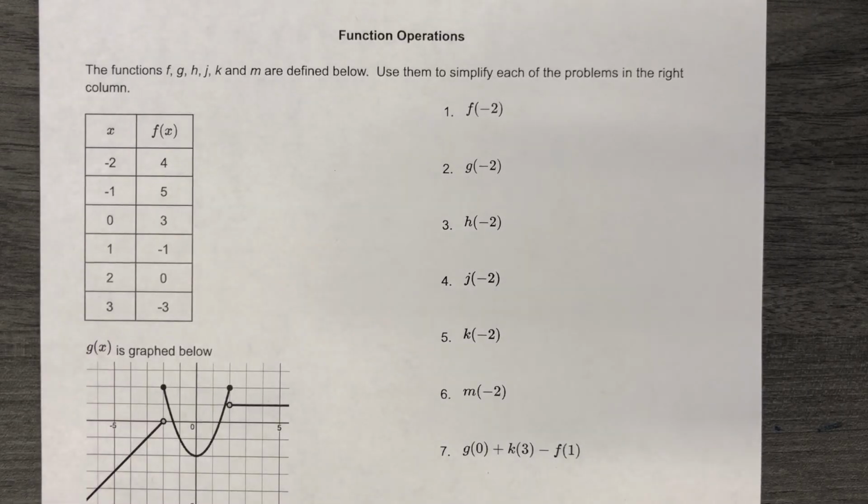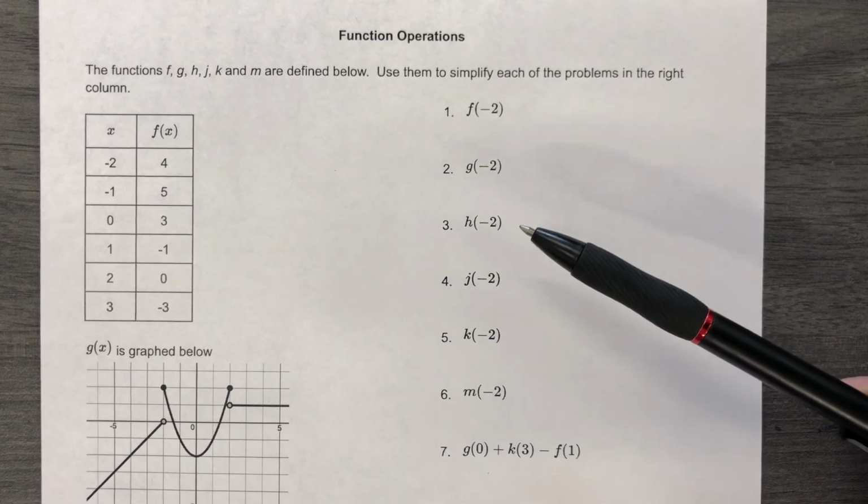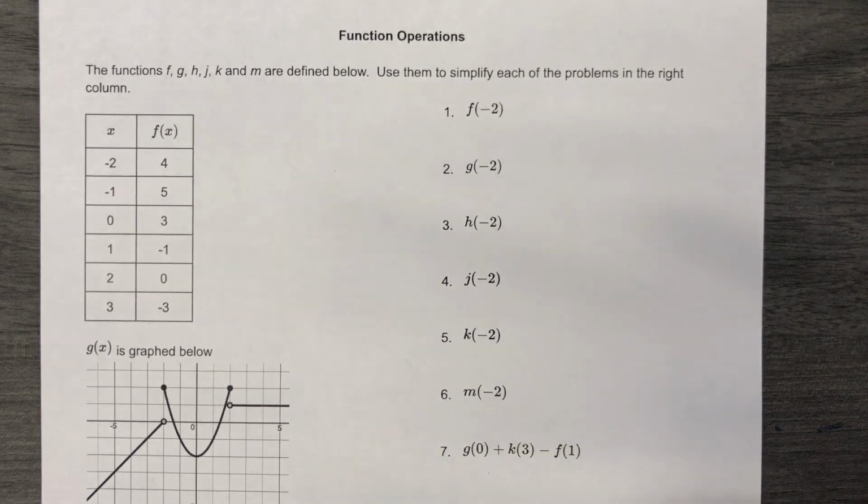How do you operate with functions? Glad you asked. Let's do this. This video is going to contain just the first 6 problems, which is f of -2, g of -2, h, j, k, m. I skipped L because it just looks like the number 1. I skipped I because also it's a mathematical variable.